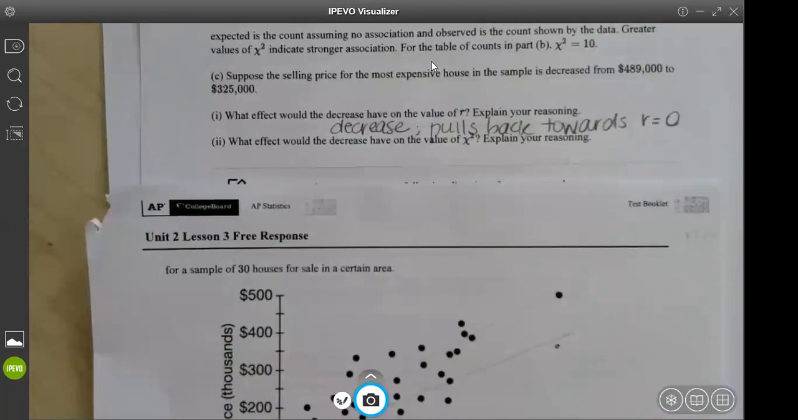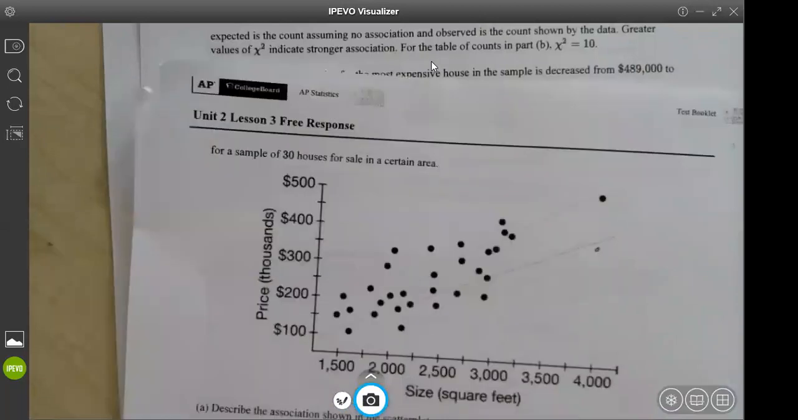Okay, so when we talk about R, what goes into making R? Look at your chart. We didn't use the price. It's just how many houses are in that price range, right? So your chart that we use for chi-square just uses how many values are in there, how many dots are in that little range of values, where your R value uses the actual price of the house.